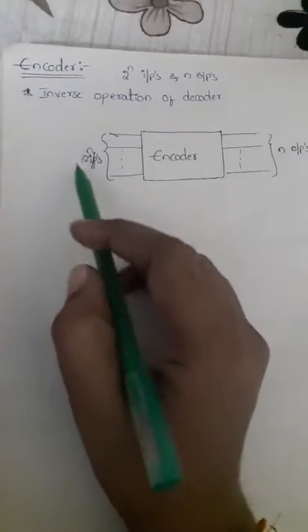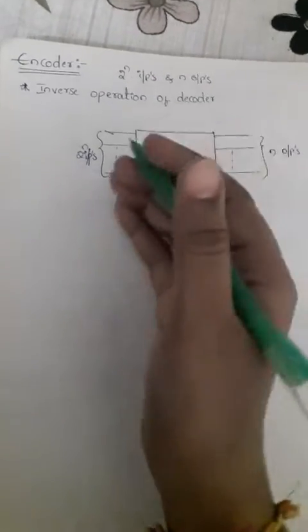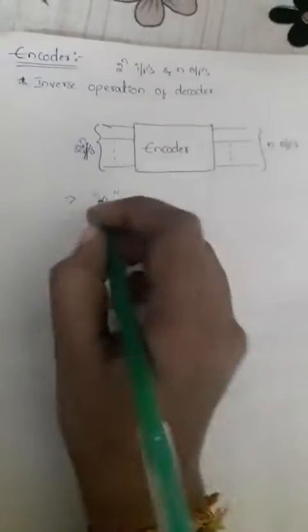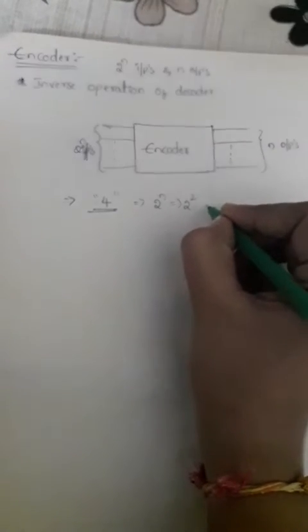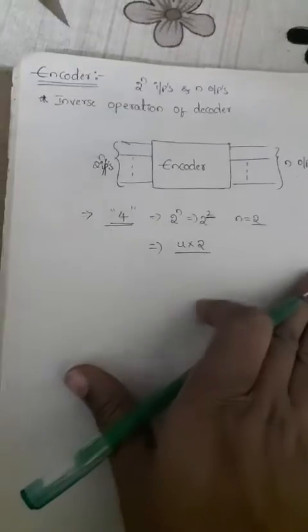As you know, here we have 2 power n input lines and n output lines. For example, if you take an encoder with 4 input lines, how many output lines do we get? For 2 power n, I can rewrite 4 as 2 square. So what is the n value? n is equal to 2. That means we have a 4 by 2 encoder.